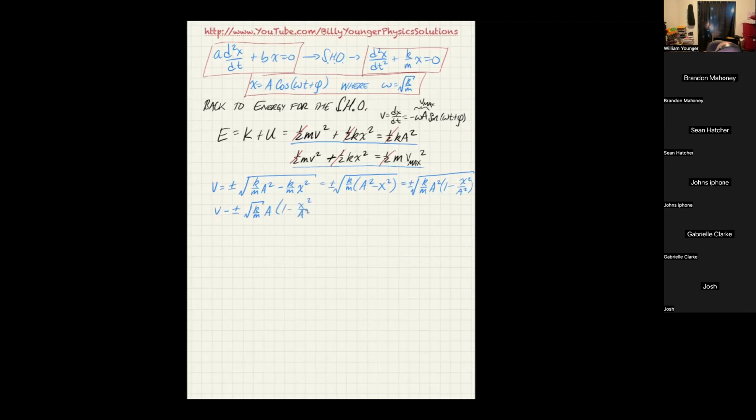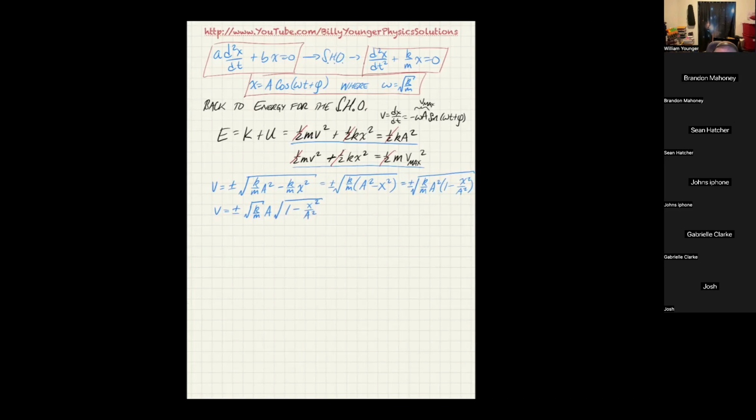And actually, I shouldn't have put parentheses around that. So let me put my square root here. And now it's going to be 1 minus x squared over a squared.